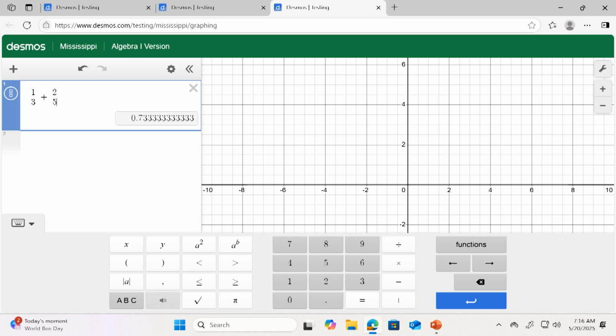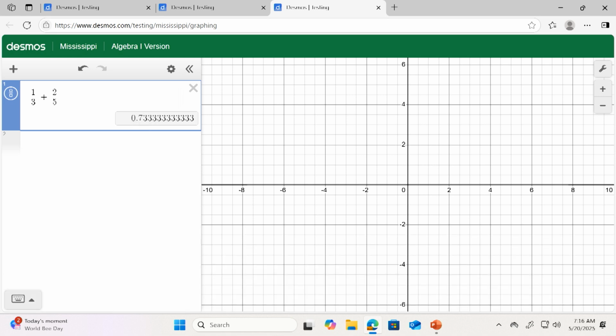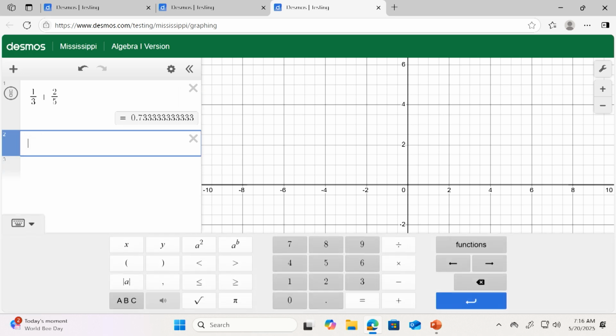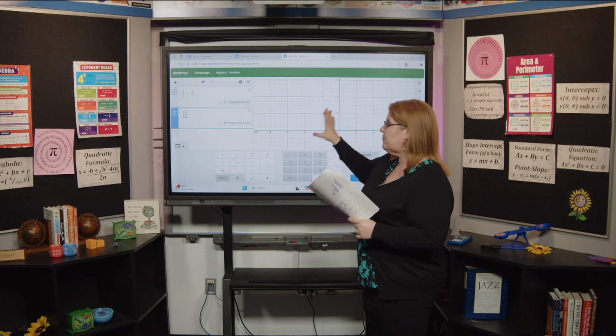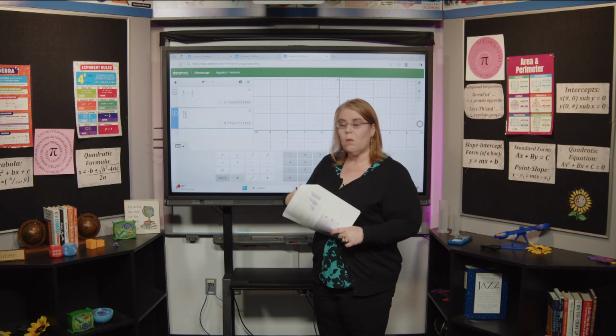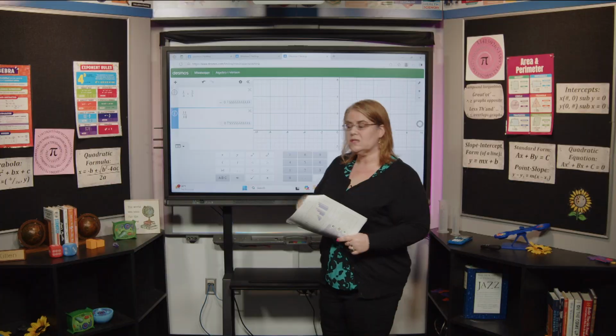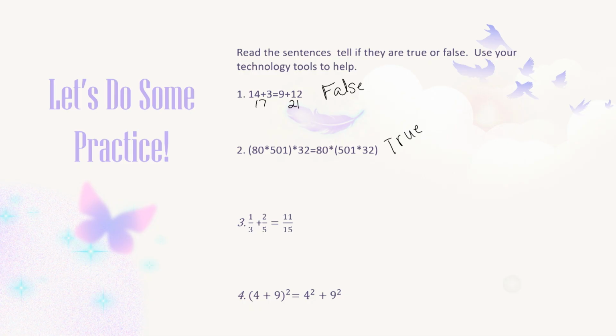There's my fraction. Now, Ms. Killen, that is a decimal. It doesn't see what that decimal is. It just gives me that 0.73 repeating. So I'm going to put the second part of my sentence in. I'm going to put 11 divided by 15. What do you know? It's the same exact thing. So even though it's not showing me in fraction form, I can put the fraction that I know, and it will tell me what that decimal equals. So I can go back to my problem and say, this is true.